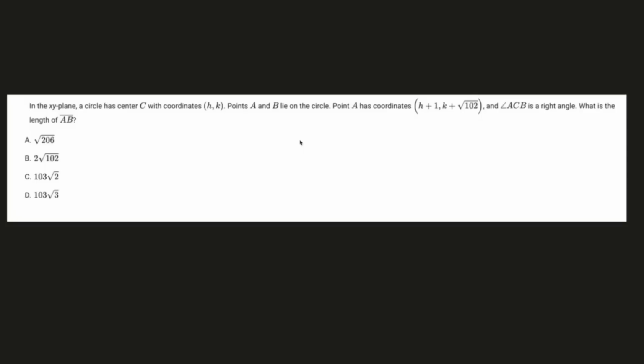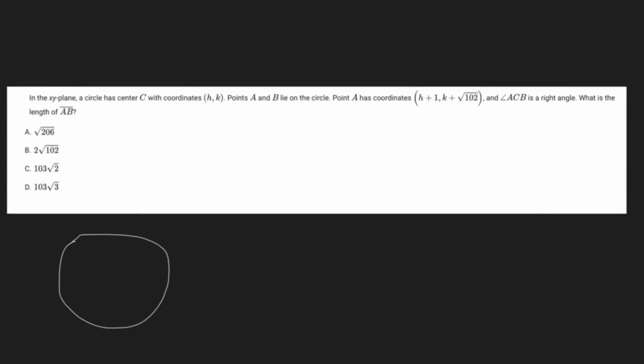In the xy plane, a circle has center C with coordinates (h, k). So let's just draw our diagram here. So we have this circle, not a great circle, but we can deal with it. And it has a center C, right? So let's just label this C. With coordinates (h, k), point A and B lie on the circle, and point A has the following coordinates: h plus 1, k plus square root 102. So that's an interesting way of depicting point A.